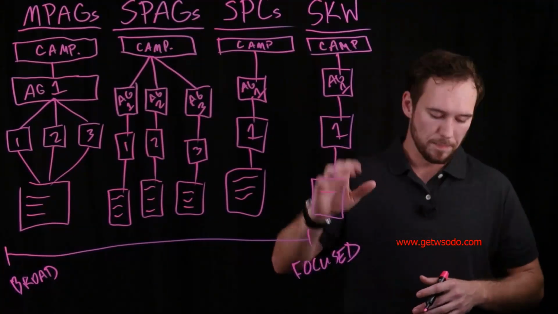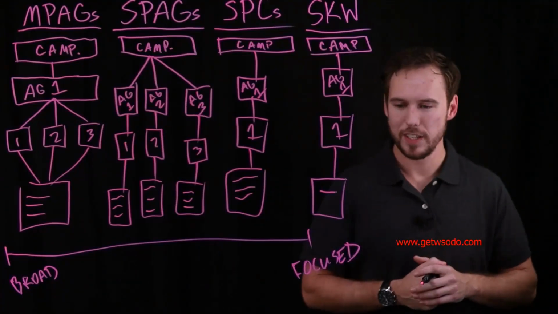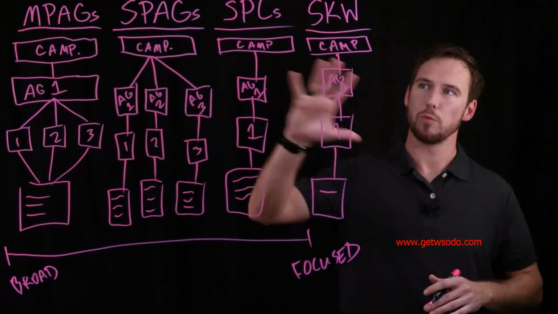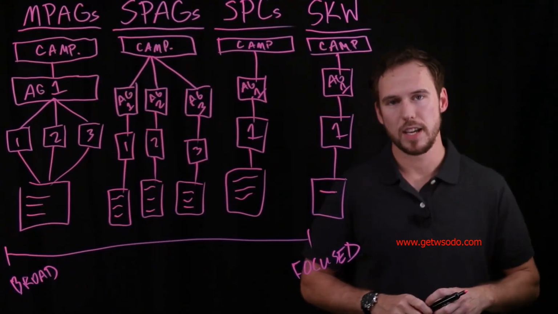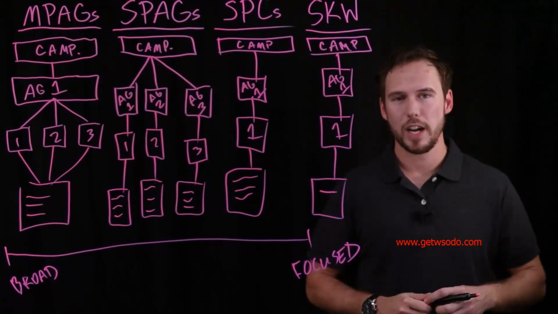So anyway, I think that's pretty much it for campaign structure for this. Hopefully you got some value from that and you have a really good understanding of all the different possible campaign structures that you can leverage within Amazon ads, and you know when and where and how to use each one.